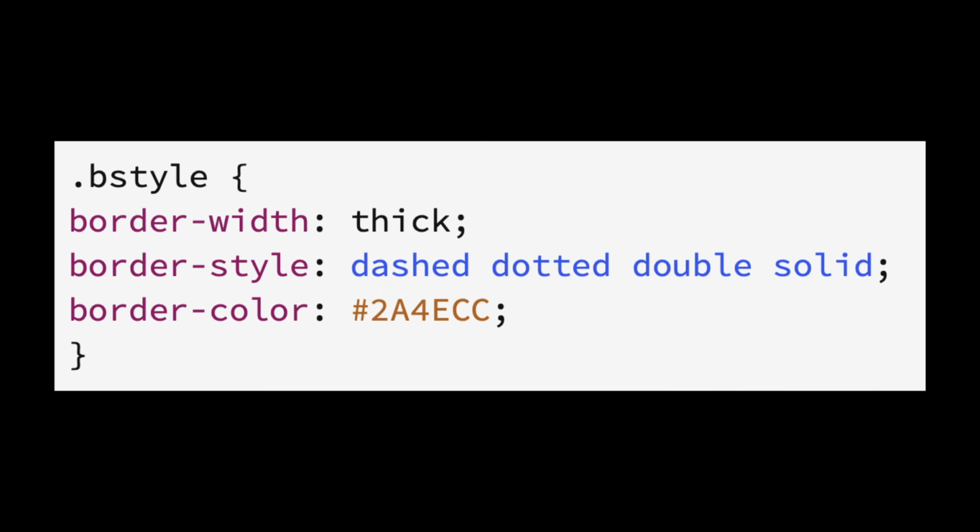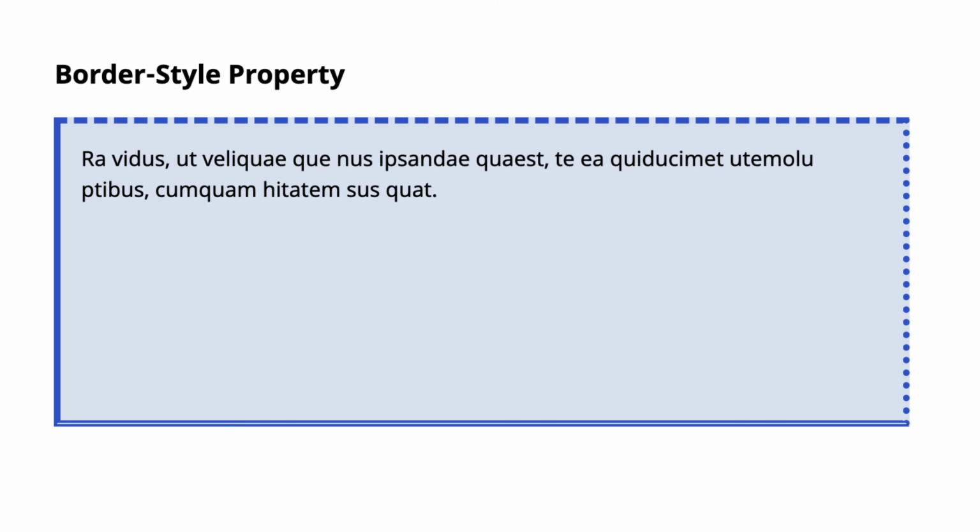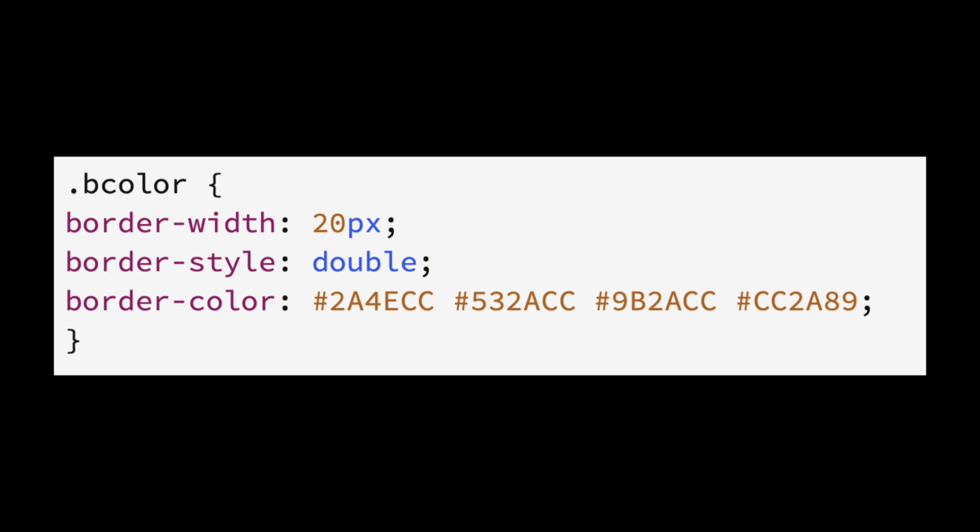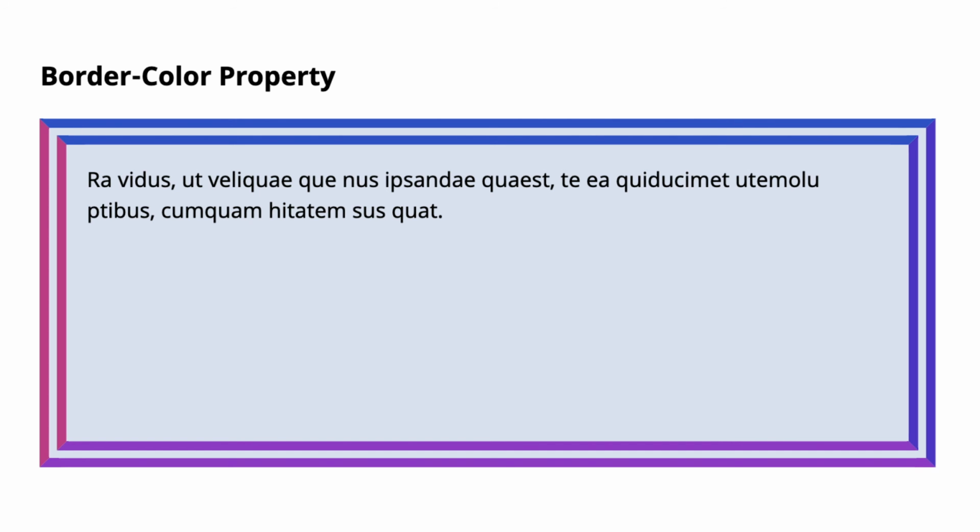In this example, we are keeping the border width the same as thick and the same blue color for our border, but instead we are changing the border style from dashed at the top and clockwise to dotted, double, and finally solid. This is how it would look. Next, we hold our border width steady at 20 pixels and our border style as double all around. But now we are changing our border color from our dark blue and shifting into purple, violet, and magenta. This is how this code would display visually.